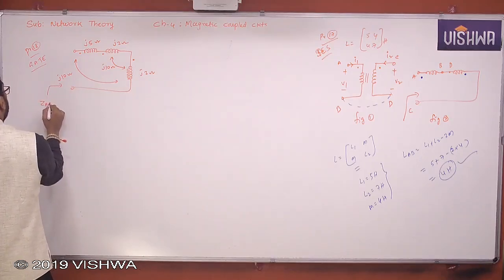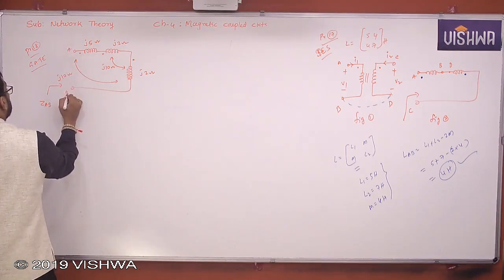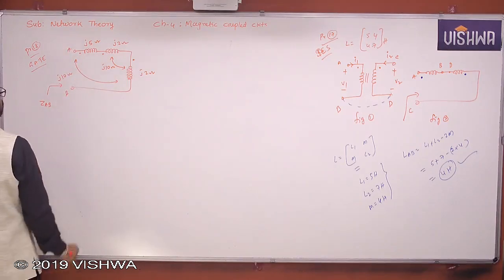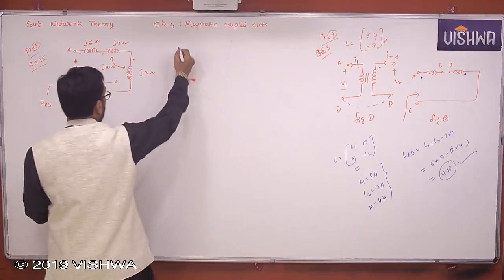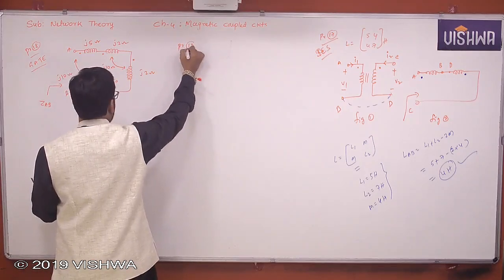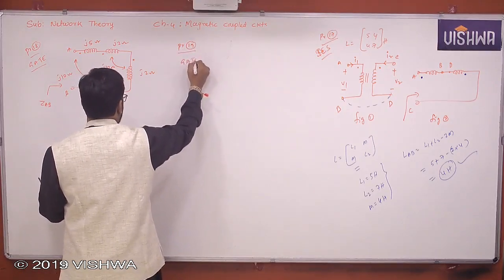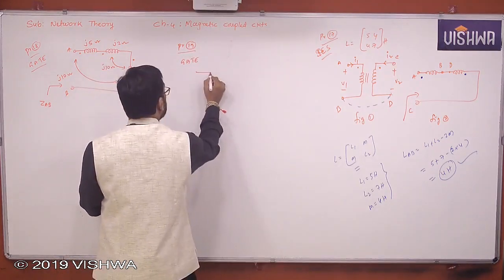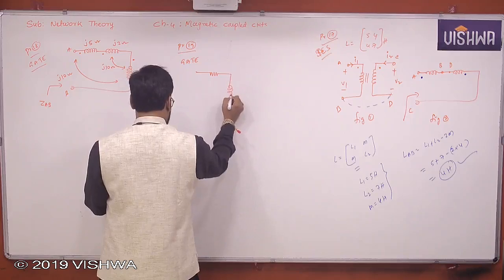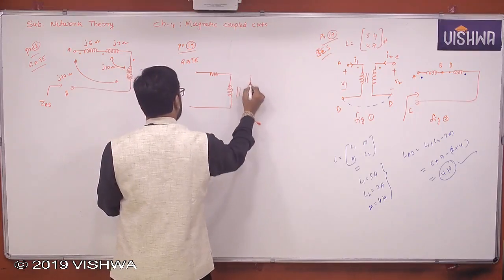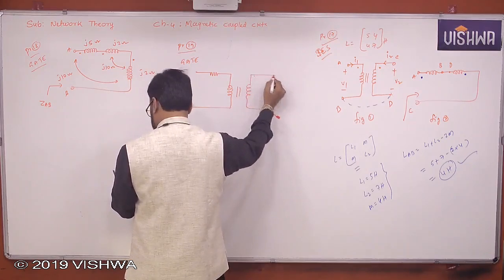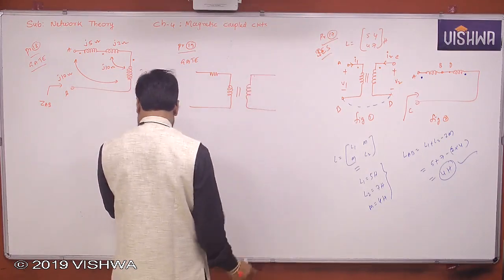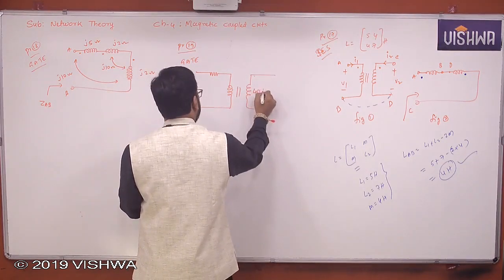What is Z_AB is asking? Problem 19 also asked in GATE. Let me write it. Forty turns.